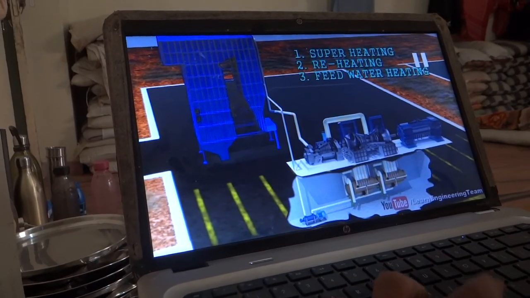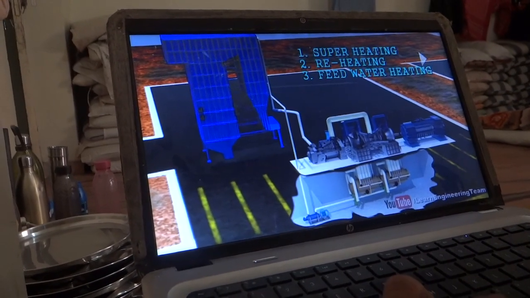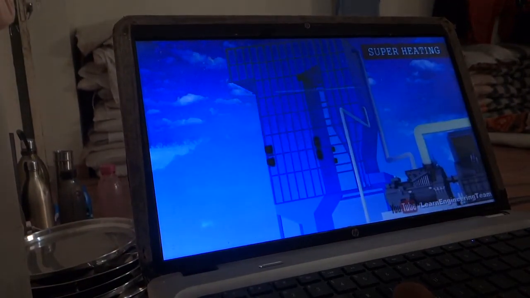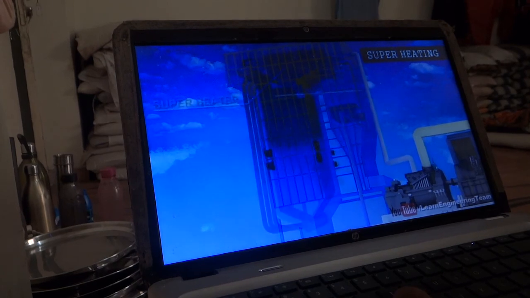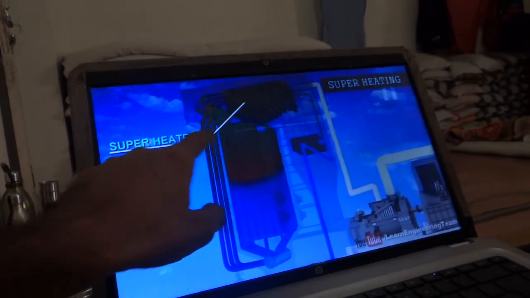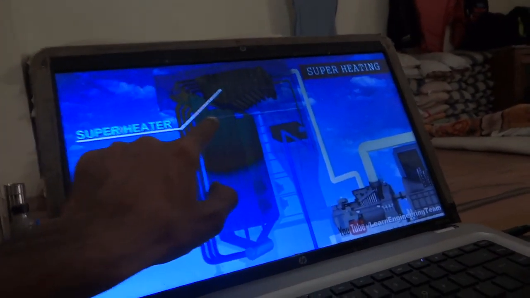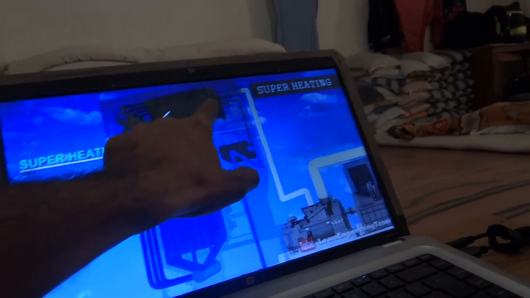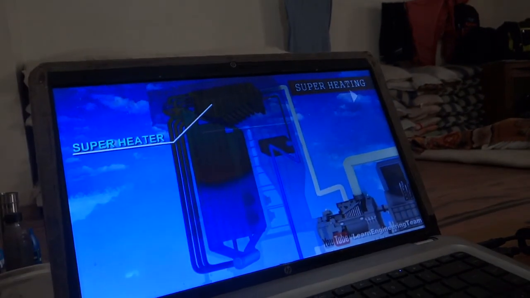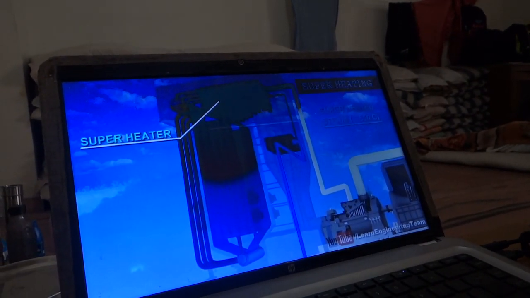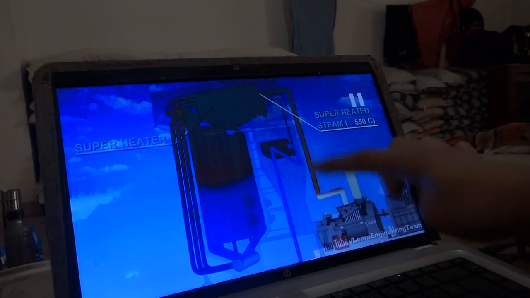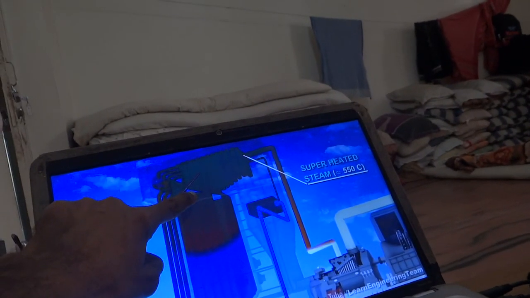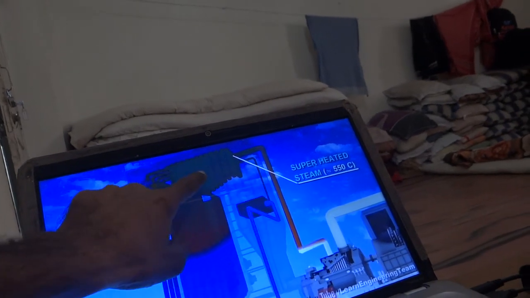So how to increase the efficiency? First is superheating. In case of superheating, even after the liquid has been converted into steam, even more heat is added. So it is converted into steam here, but still it will be heated more. These are the tubes for the steam. With that, the steam becomes superheated. They have added a superheater.